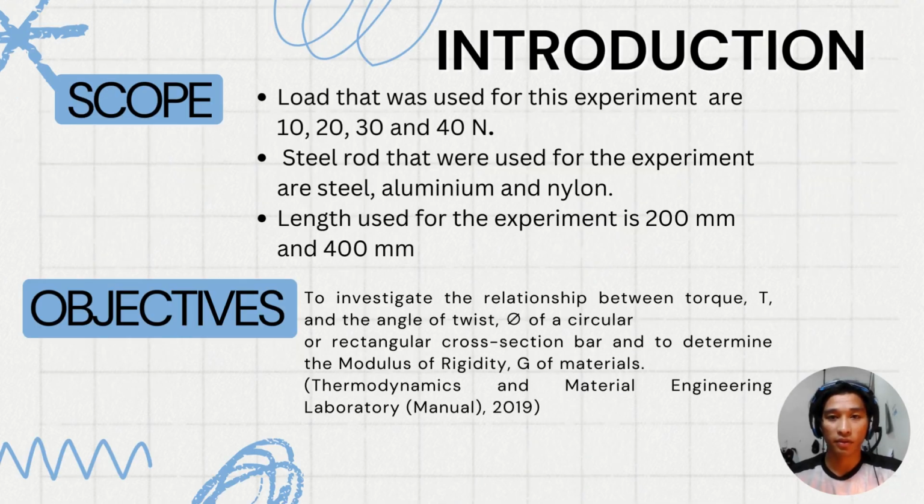Okay, first, the introduction. For scope, we use 10, 20, 30, and 40 Newton masses, and for the rod we use steel, aluminum, and nylon. The lengths used for the experiment are 200 millimeter and 400 millimeter. The objective of this experiment is to investigate the relationship between torque and the angle of twist of a circular or rectangular cross-section bar, and to determine the modulus of rigidity of the material.